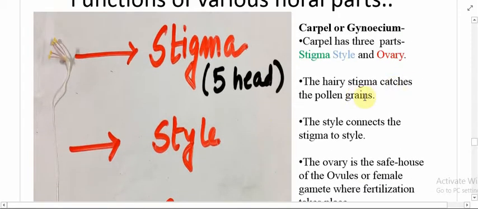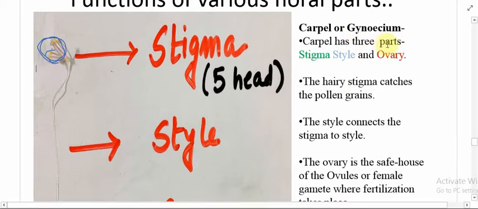The hairy stigma catches the pollen grain. You can see the stigma. I cannot zoom it out, but in real life, they're quite feathery. These yellow colored heads, at this corner, they are quite feathery. Feathery means they're hairy. They actually attract the pollen grains, the powdery pollen grains.